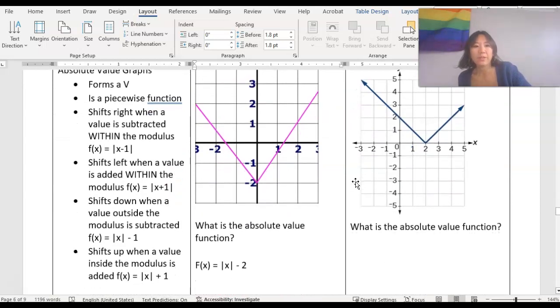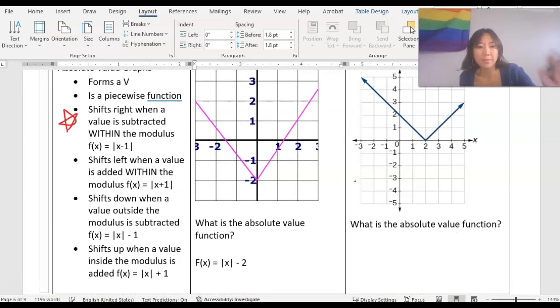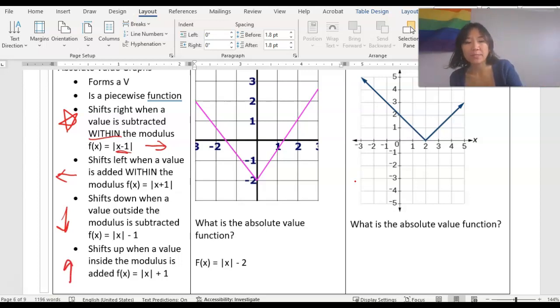All right, our absolute value graphs. So make sure to read this and memorize it. You just have to memorize it when it's subtracted within. So if you have x minus 1, we're moving it to the right. If it's added, we're moving it to the left. If it is outside of the modulus, it's going down, subtracted, inside, 1. Again, if you test the vertex in there, if it works, you know you've done it correctly.